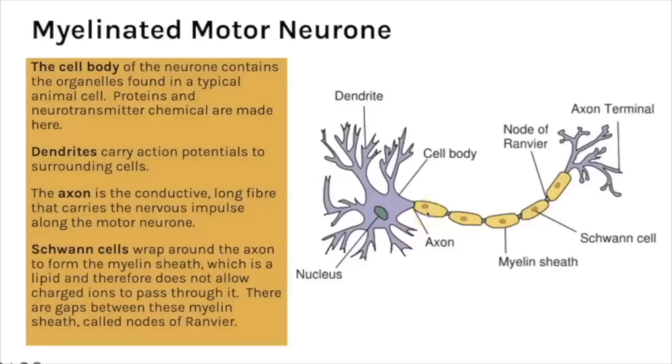Schwann cells are what we call these layers wrapping around the axon, and they form the myelin sheath, which is a lipid, and therefore it insulates. It does not allow the charged ions to pass through to the axon. There are gaps though, and these gaps are called the nodes of Ranvier, and that is where they are not insulated.